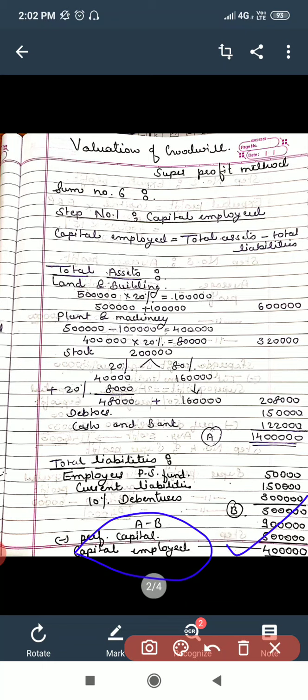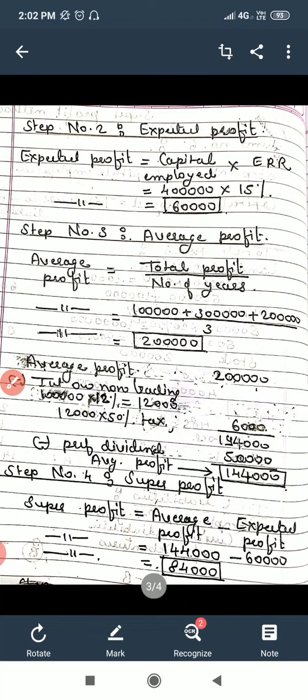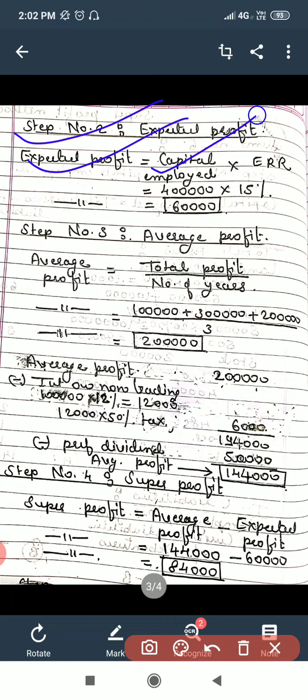Okay, now let us start with our second step. The first step was the capital employed. The second step is expected profit. The formula is: expected profit is equal to capital employed into expected rate of return. Capital employed we have already calculated in step number 1. Now for the expected rate of return, check your additional information 3.